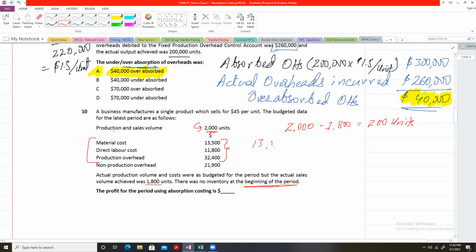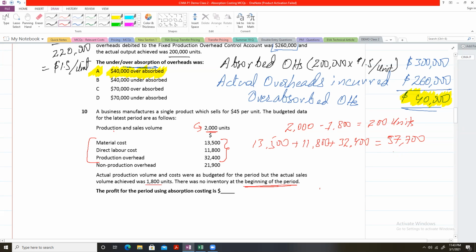Just add up these three: 13,500 plus 11,800 plus 32,400. What will you get by adding these three? You will get 57,700. This is the total cost of production.